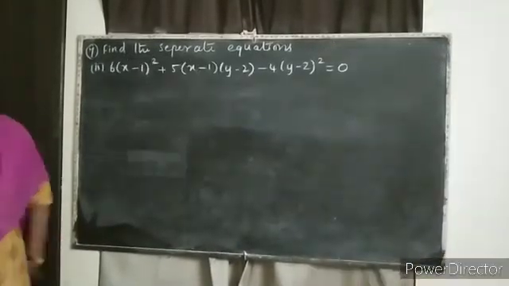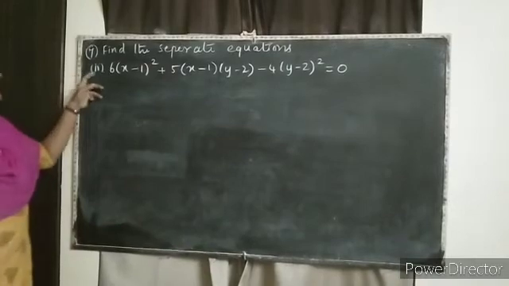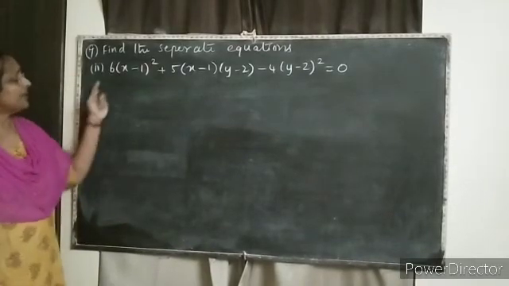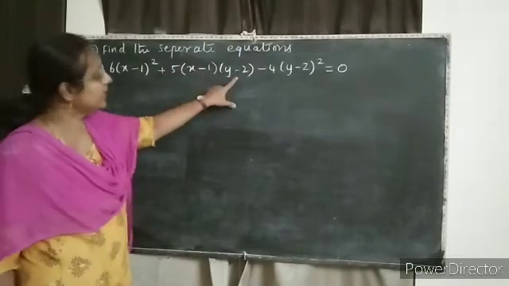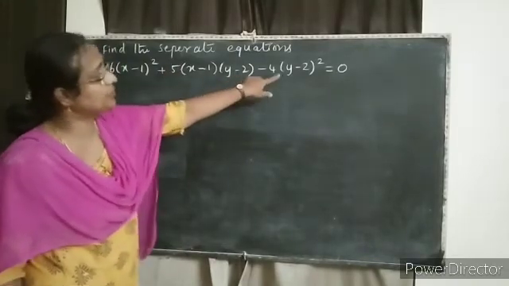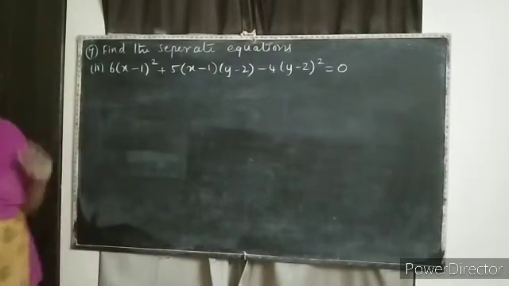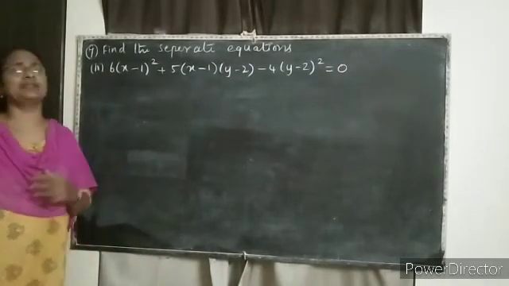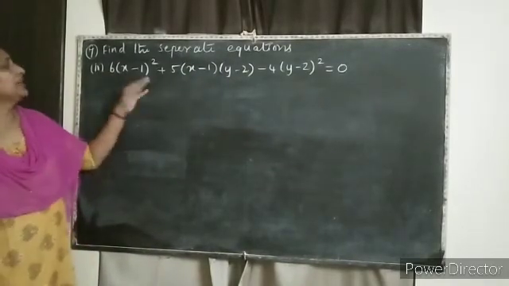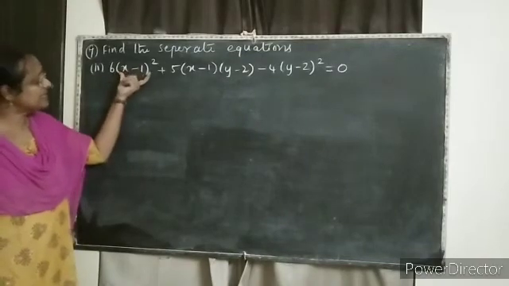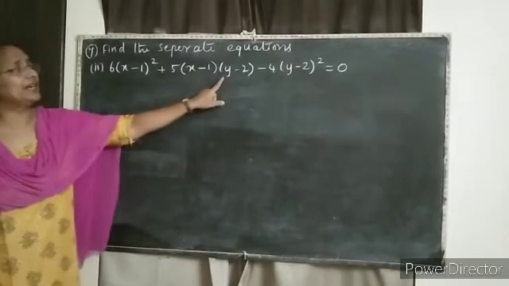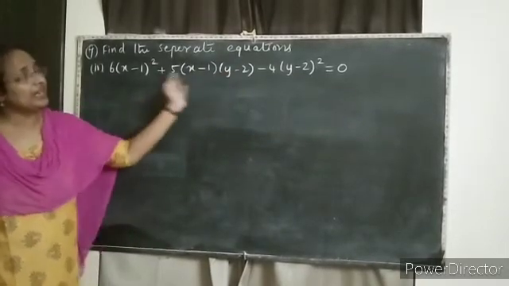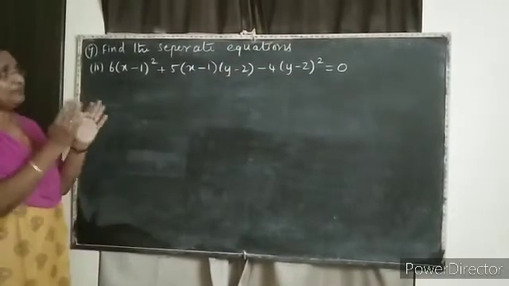Okay students, let's discuss the second subdivision. Now look into this sum. 6 into x minus 1 the whole square plus 5 into x minus 1 into y minus 2 minus 4 into y minus 2 the whole square equal to 0. Here we have 2 methods of doing this problem. First one, we can expand this using a minus b the whole square. We can multiply using algebraic multiplication. Again we can expand and we can segregate and we can simplify it.